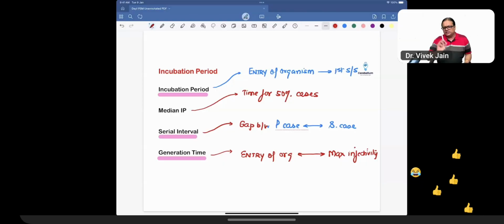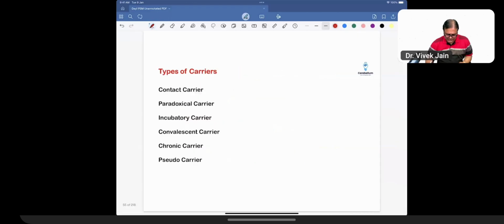So out of 100 cases, how much time was taken for first 50% cases to occur? No. Maximum infectivity and communicability, you cannot say are same. For exam purposes, we say infectivity and communicability are same. Okay. Then in your exam, they've asked these definitions again and again.